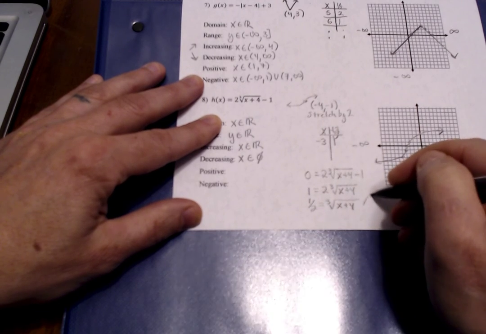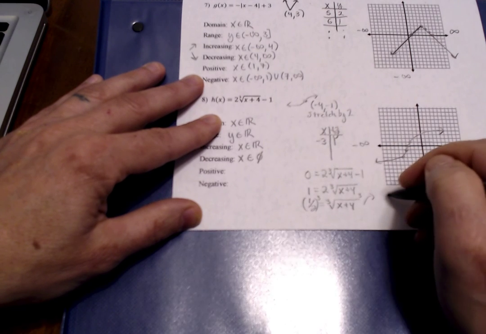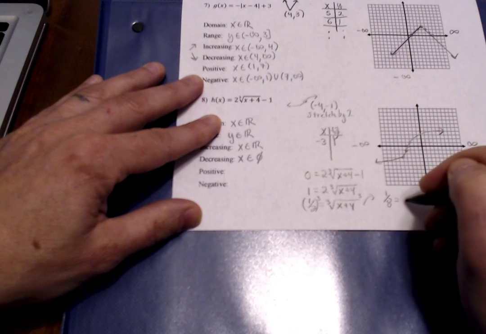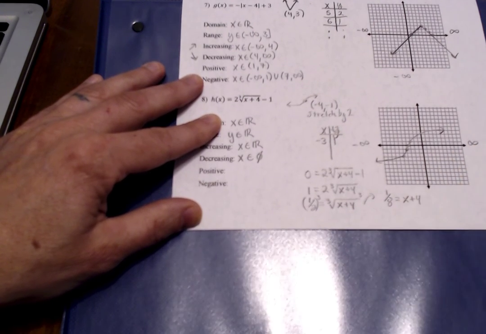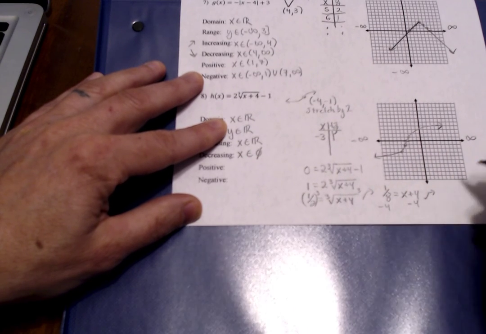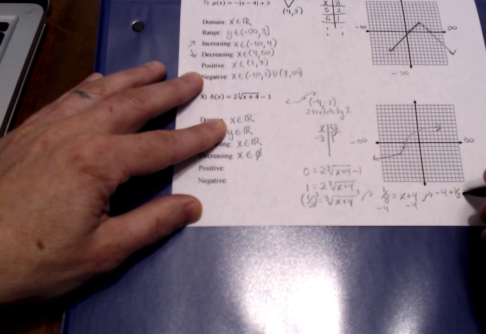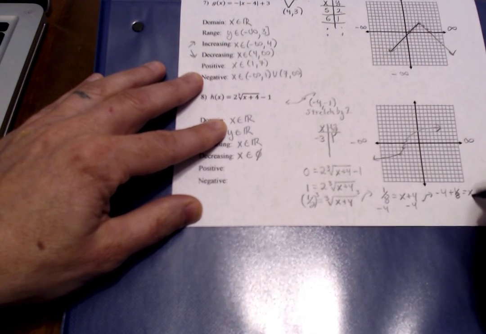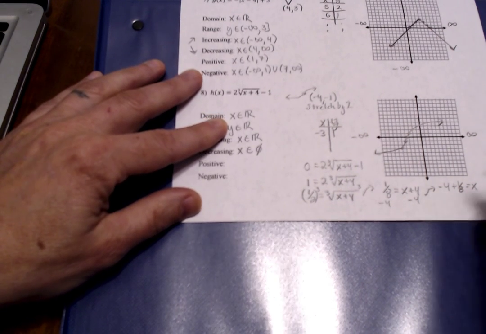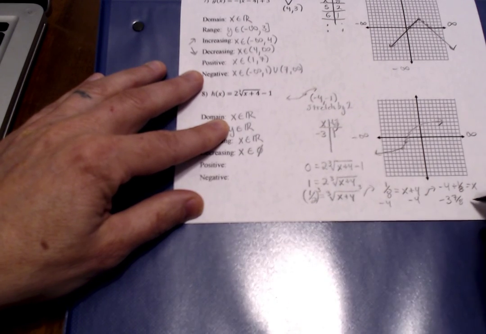I'm going to work over here. I would have to cube both sides. Well, what's 1/2 cubed? That'd be 1/2 times 1/2 times 1/2. That'd be 1/8 equals x plus 4. And then I would subtract 4. Well, that's -4 plus 1/8 equals x. That would just be -3 and 7/8 equals x.